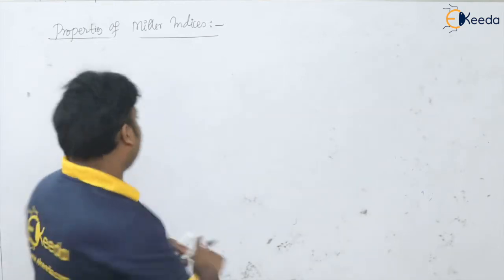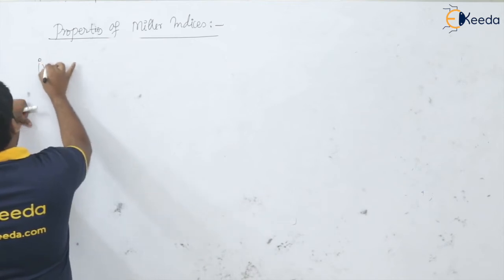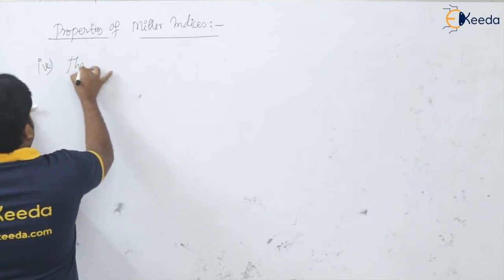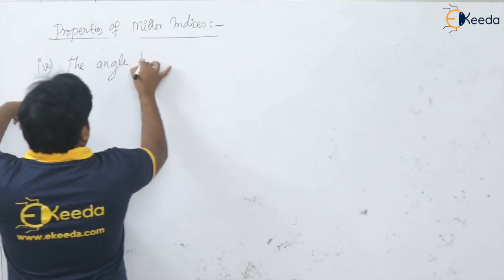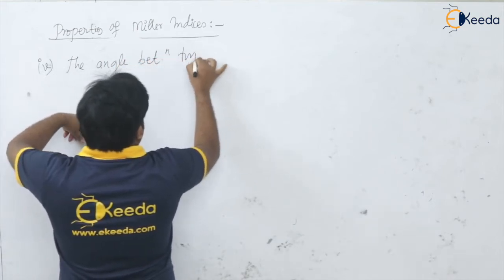Fourth property that we are going to have, the fourth property: the angle between two planes.